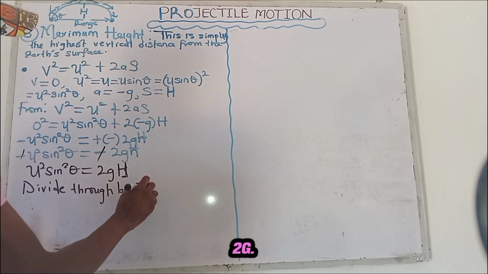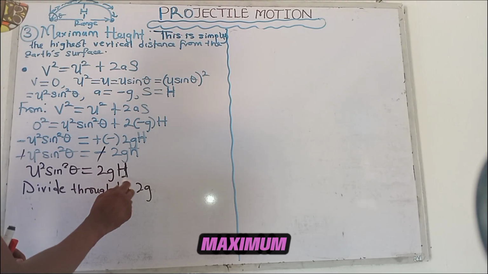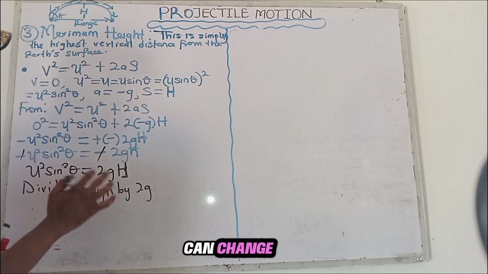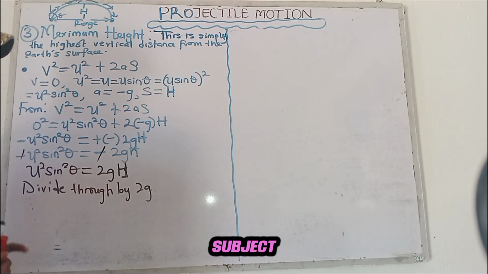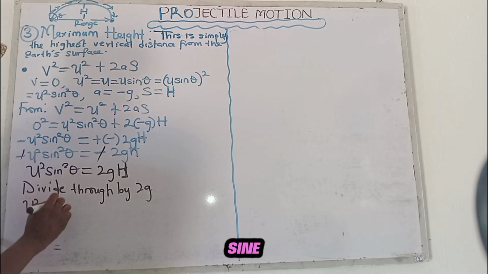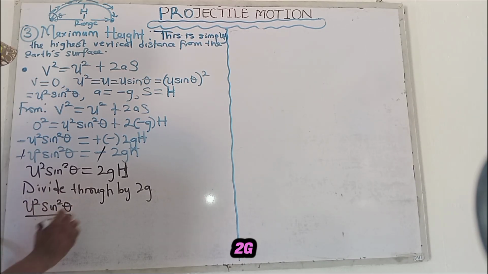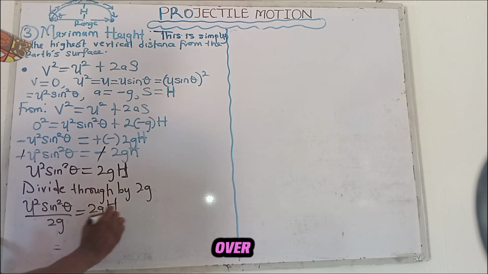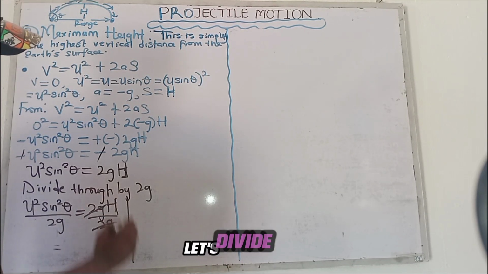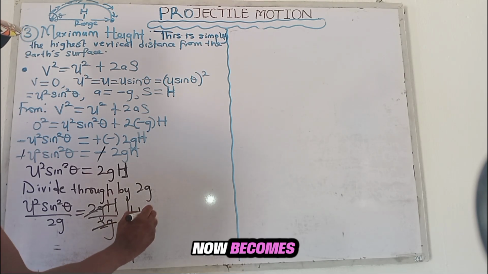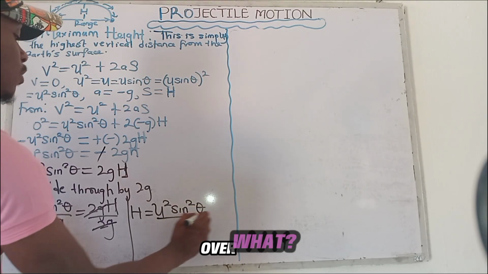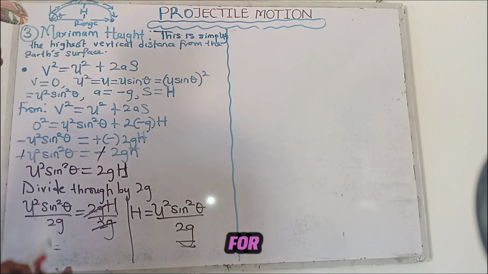We want a formula for maximum height H, but 2g is attached to H. The best way we can change the subject of the formula and make H the subject is to divide both sides by 2g. Doing that, we'll be having u squared sine squared theta over 2g equals 2gH over 2g. Now 2g will cancel 2g, and we have our formula on our hands. Let's divide this into 2. Our H now becomes equals to what? u squared sine squared theta over what? 2g. This is the formula for maximum height.